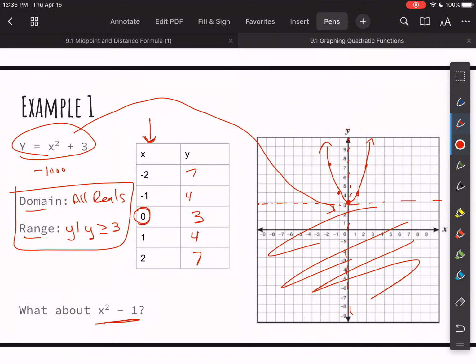Now, if you had x squared minus 1, just for fun here, notice what that would do if you plug a 0 in for this guy. You'd be at negative 1. Okay, if you plug a 1 in, you'd be at 0. Plug a 2 in, you'd be at 3, etc. So if you were to graph this, at 0 you're at negative 1. At 1, you're at 0. At 2, you're at 3. If you plug in a negative 1, you'd be at 0 as well, right? So we'd have this guy. And notice here that the vertex is at negative 1. So we'd have all reals for the domain, and the range would be y values where y is greater than or equal to negative 1. All right, so that's example 1.